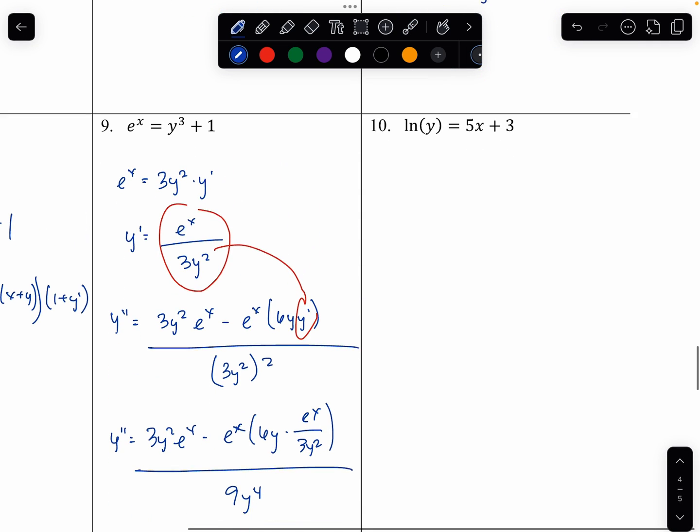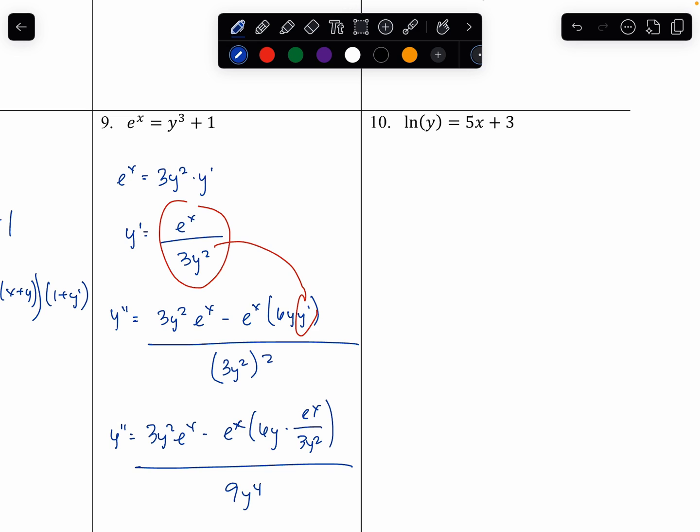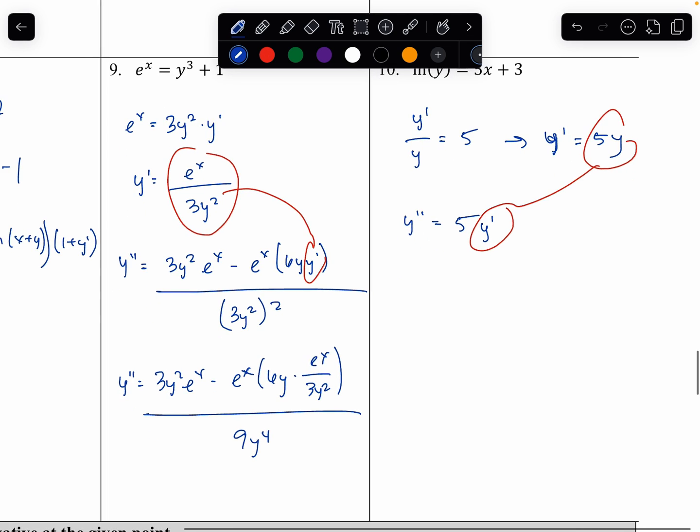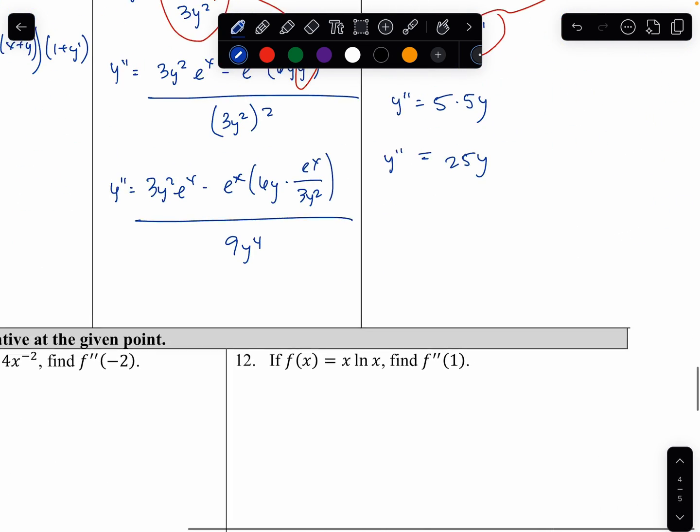All right, for 10. The derivative of the natural log of y is 1 over y times y prime. So I'm just going to write that as y prime over y equal to 5. That means that y prime, when I solve for it, is going to be equal to 5y. When I take the second derivative, the derivative of 5y is 5, and then I have to multiply by y prime. Then I'll make my substitution. So I'll get y double prime is equal to 5 times 5y, which is going to be equal to 25y. All right, I told you I'd be going fast.